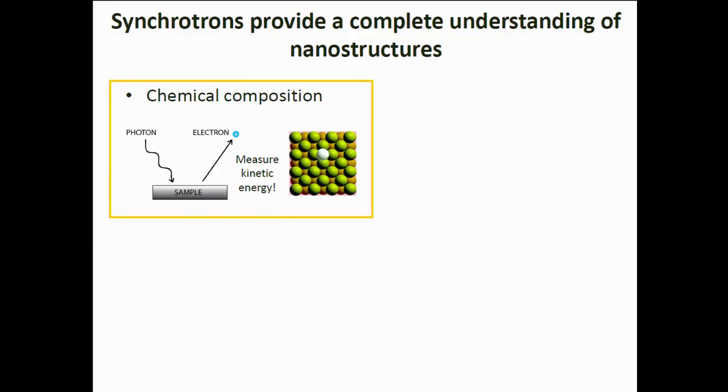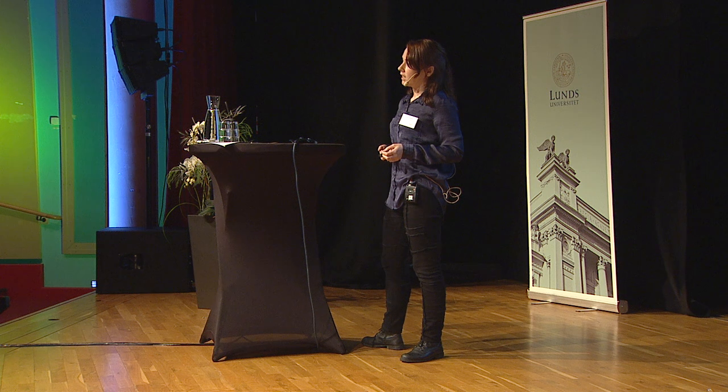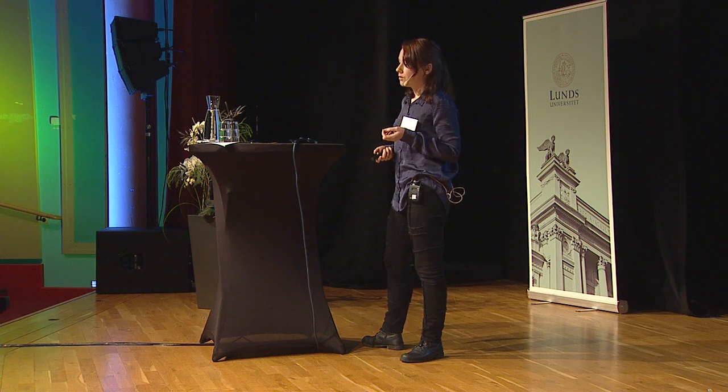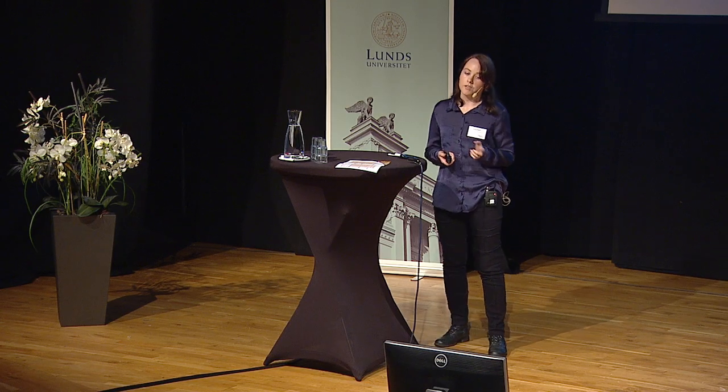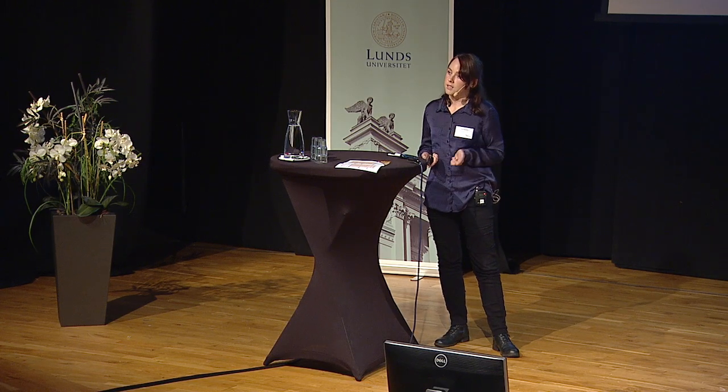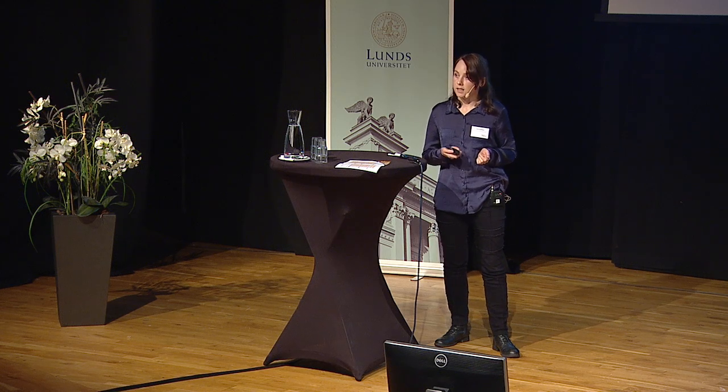What this does is we can obtain chemical information about the atomic species present in our sample based on the kinetic energy of electrons being emitted. Another technique we can use is a photon-in, also electron-out process, but this is slightly different, where we can directly map where the electrons are emitted from and obtain a direct imaging technique to see our nanowires in total and obtain things like the electronic structure.